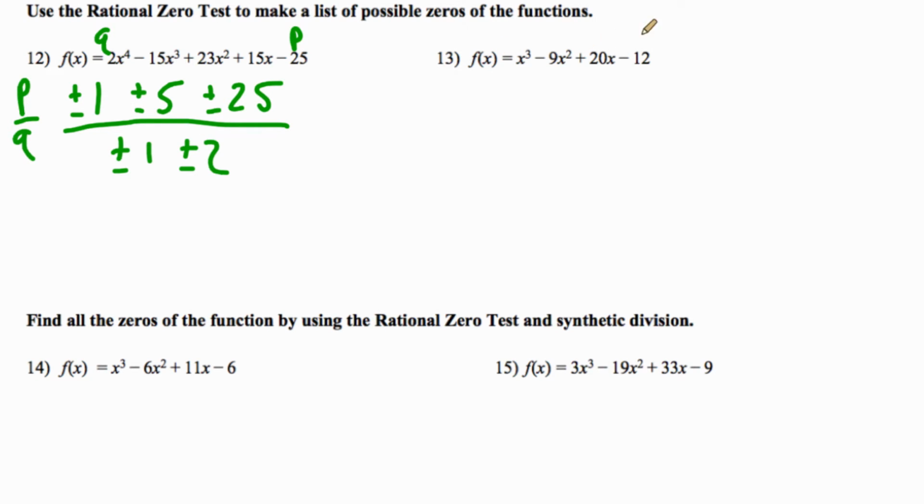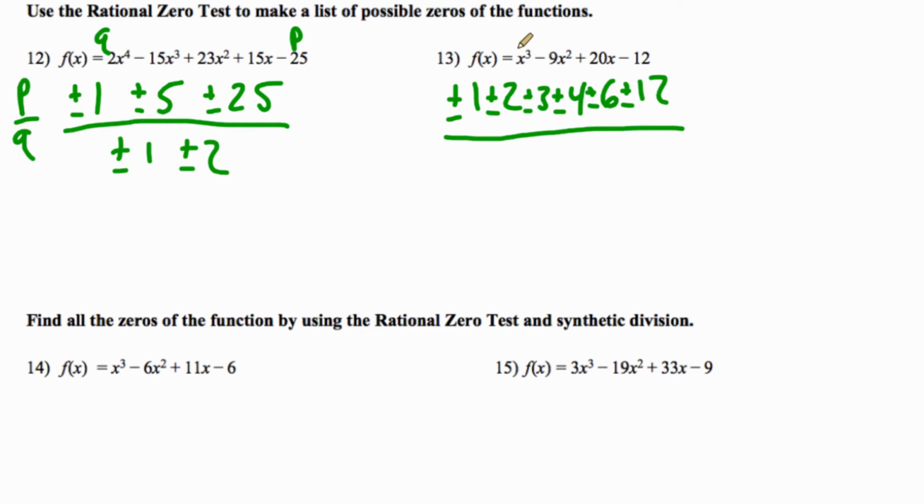Now if we look at number 13, again we're looking at the constant term on the end to get the p-values. So things that multiply to 12 are 1 and 12, 2 and 6, and 3 and 4. And again, with all of these, we have to put the plus or minus in front of them. On bottom for our q value, our leading coefficient is just 1, so it's plus or minus 1.